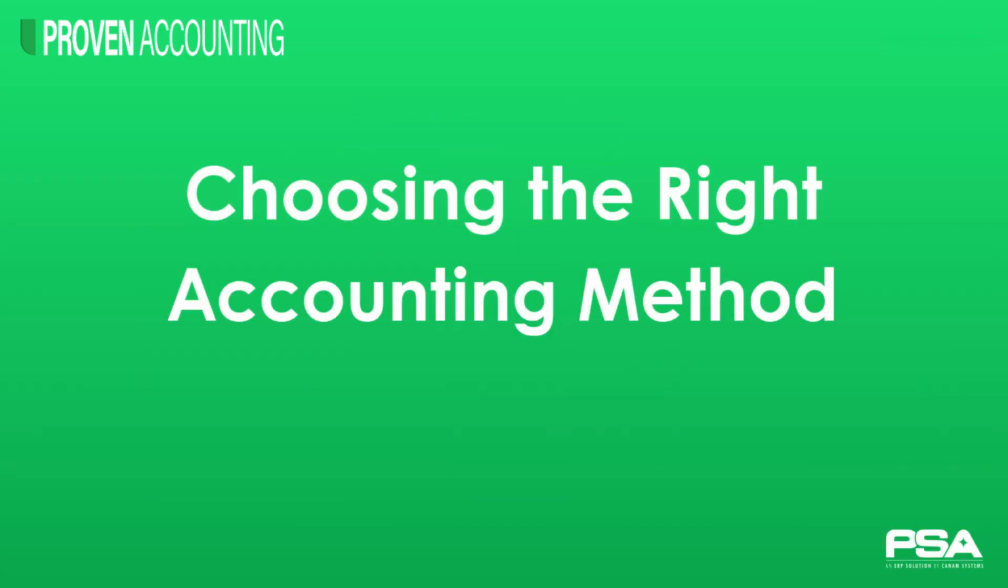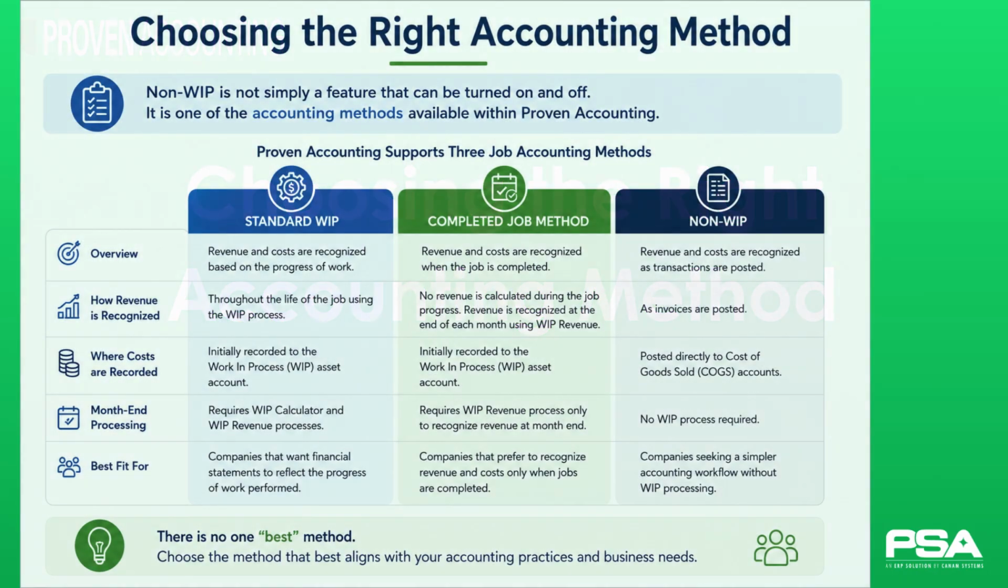Non-WIP is not simply a feature that can be turned off and on. It's one of the accounting methods available within Proven Accounting. Today, Proven Accounting supports 3 job accounting methods: standard WIP, completed job, and our non-WIP. This comparison provides a high-level overview of how the 3 accounting methods differ.